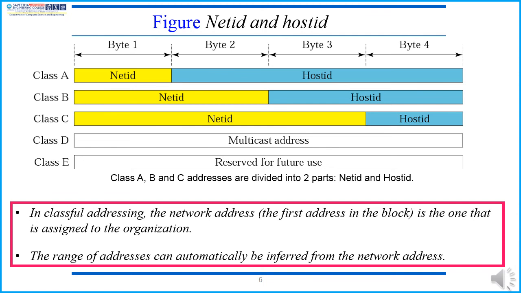From the figure we can see that in a Class A address, the net ID is assigned to the first byte. Similarly, for Class B addressing, the first 2 bytes are allocated for net ID. For Class C addressing, bytes 1, 2 and 3 are allocated for network ID. Class D is allocated for multicast addresses and Class E is reserved for future use.